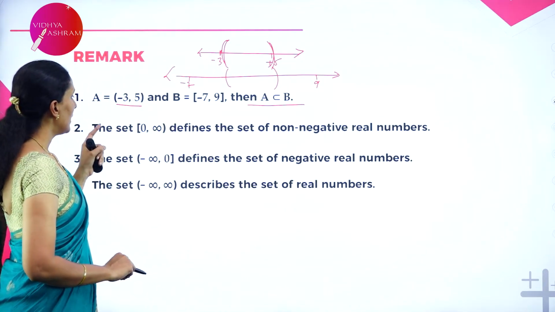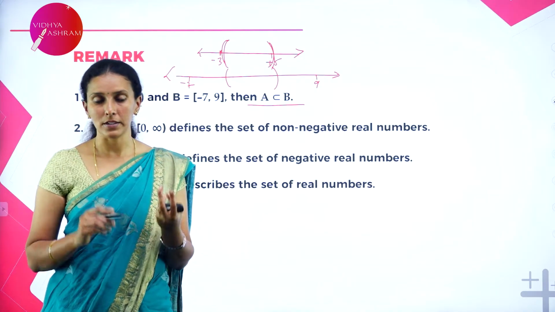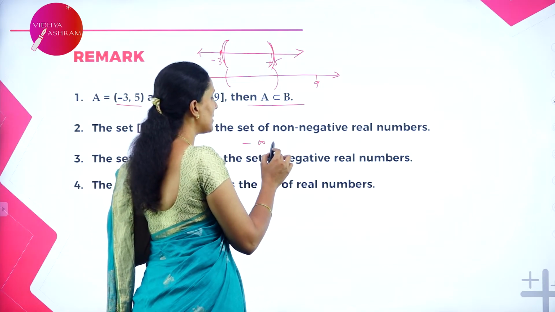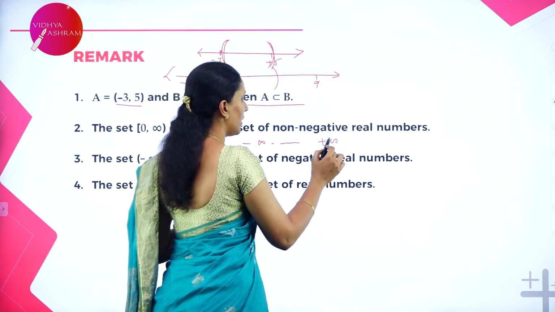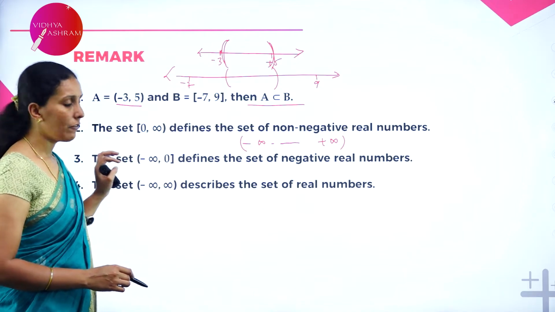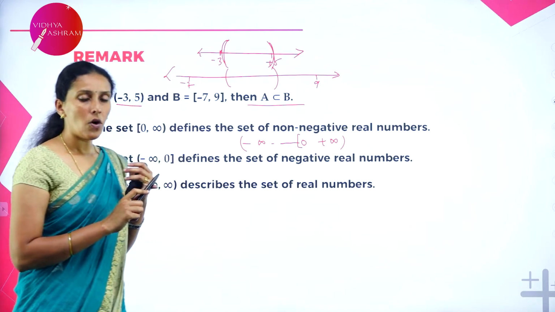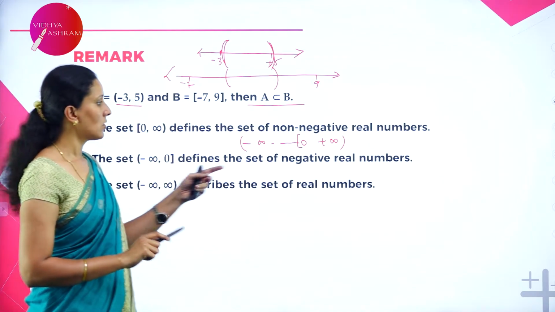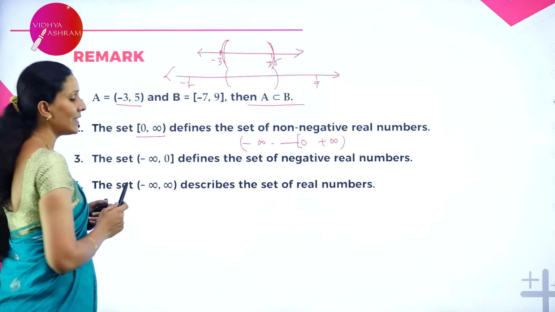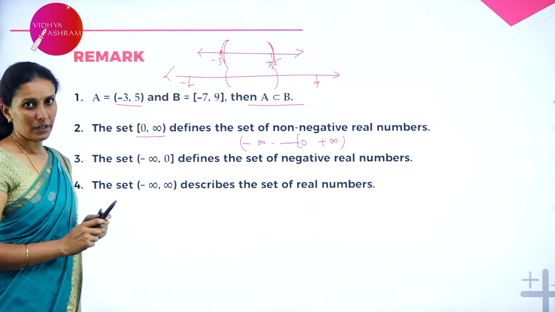The next thing is the set [0, infinity) defines the set of non-negative real numbers. Real numbers always lie from minus infinity to plus infinity, the maximum and minimum value. But when I exclude all the negative real numbers, I should start the interval from 0. So 0 and all positive real numbers are called non-negative real numbers, and it is written in the form of this interval, that is closed at 0, open at infinity.